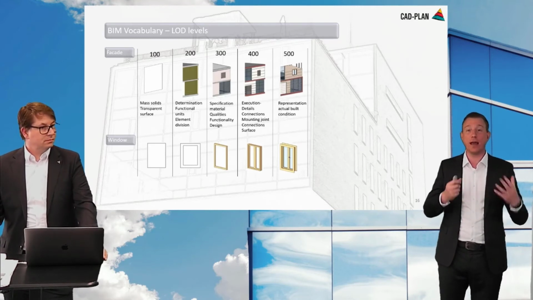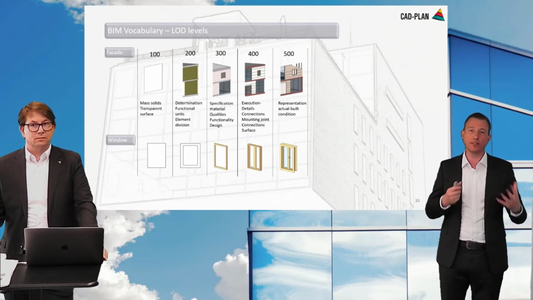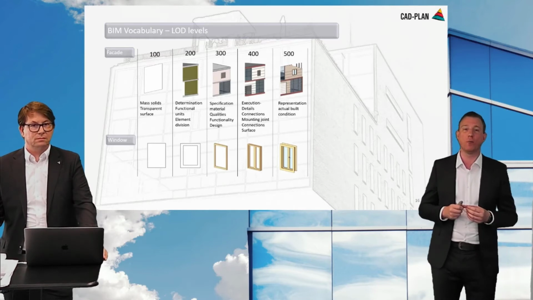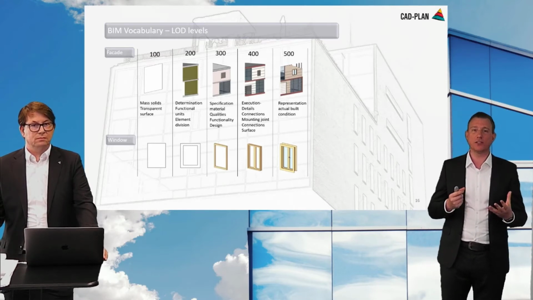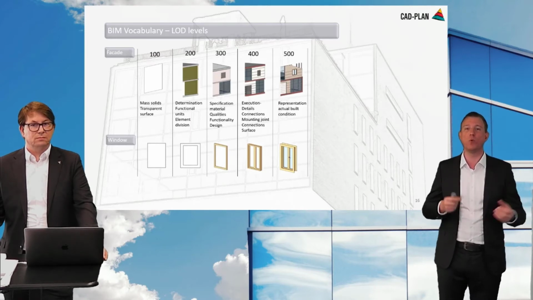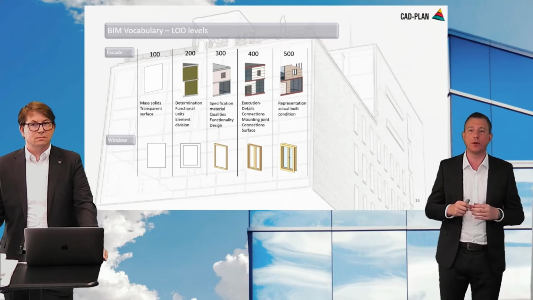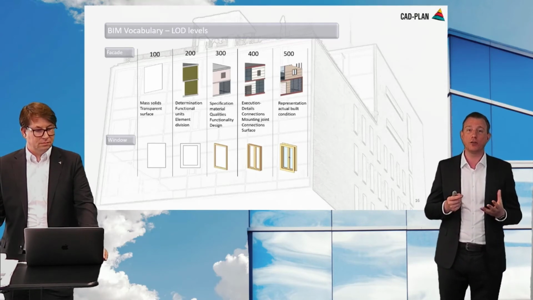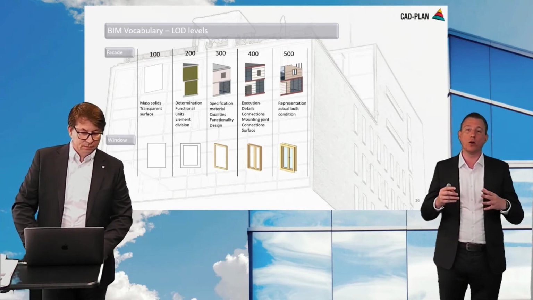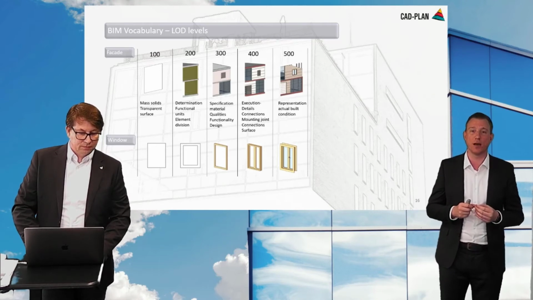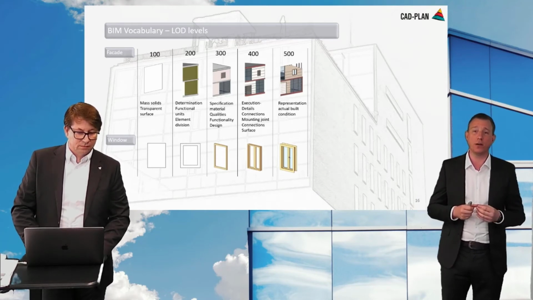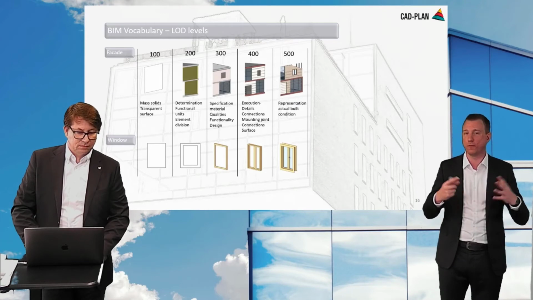For example, with an LOD of 100, the window is only visible as a mesh solid that contains the required attributes or informations. Such a mesh solid is used, for example, to determine how much window or facade surface a new building contains in order to perform various analyses. In LOD 200, for example, you can already perform collision detection. This does not require any seals or something like this, but only a simple 3D solid of these elements.